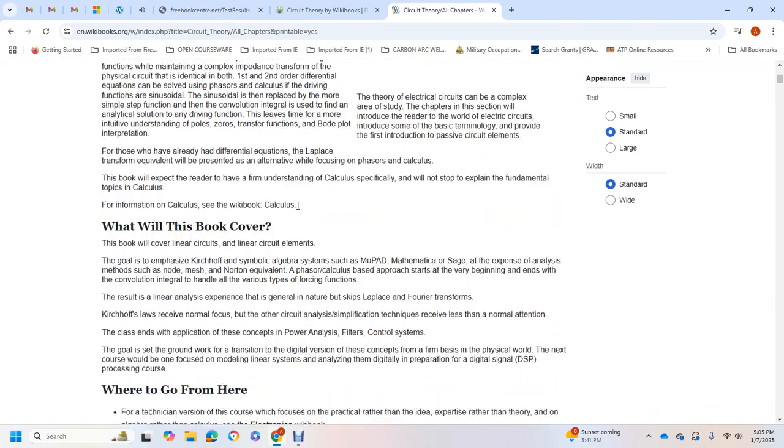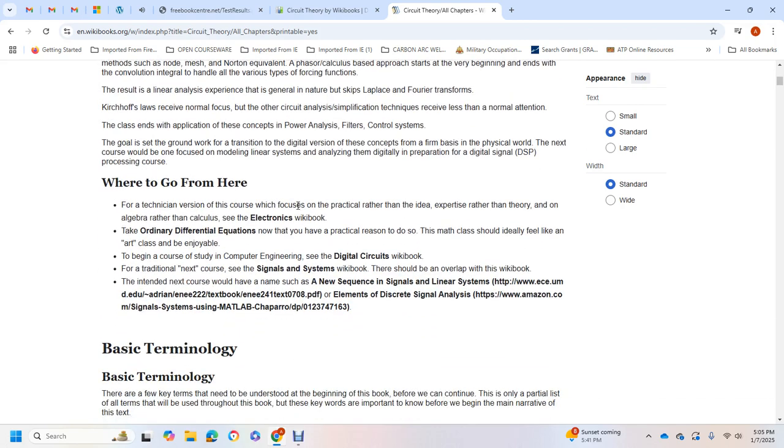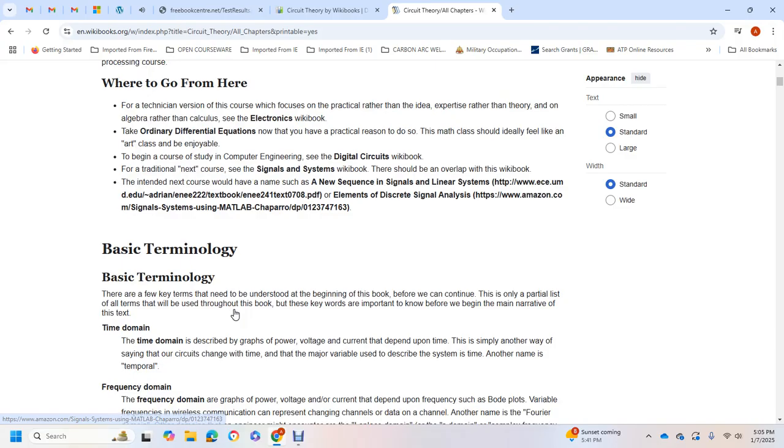Alright, what this book will cover, what goes from here. Basic terminology. There are a few key terms that need to be understood at the beginning of the book before we can continue. This is only a partial list of the terms that will be used throughout this book, but the key words are important to note before beginning the main narrative of the text.